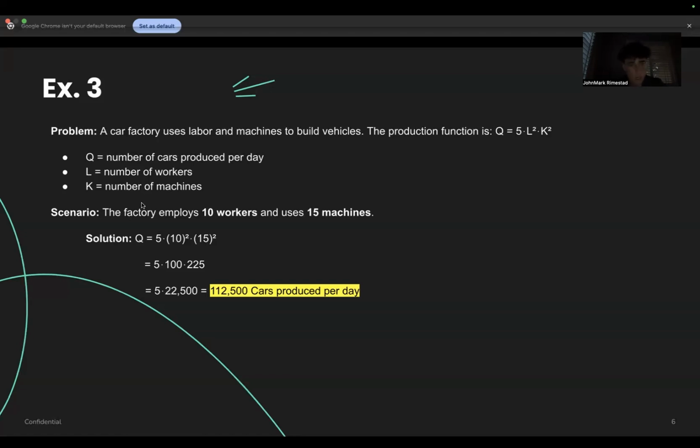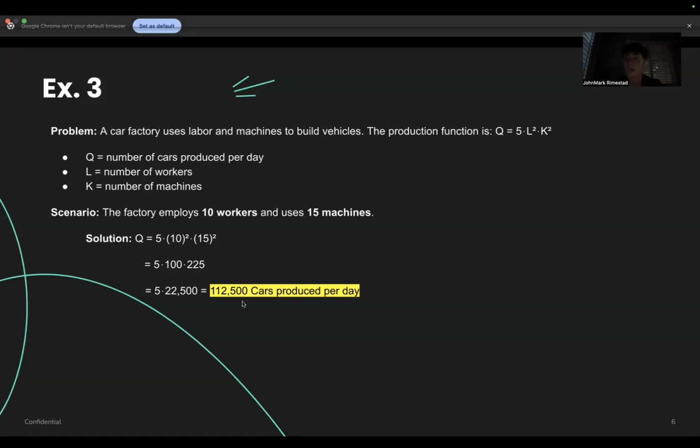The scenario. All right. The factory employs 10 workers and uses 15 machines. So what you're going to do is 10 workers. Where are the workers? That's L. So you can put that in right there. 15 machines, K equals machines. 15 right there. So 10 squared is 100. 15 squared is 225. 5 times 100 times 225. That's 112,500. Awesome.